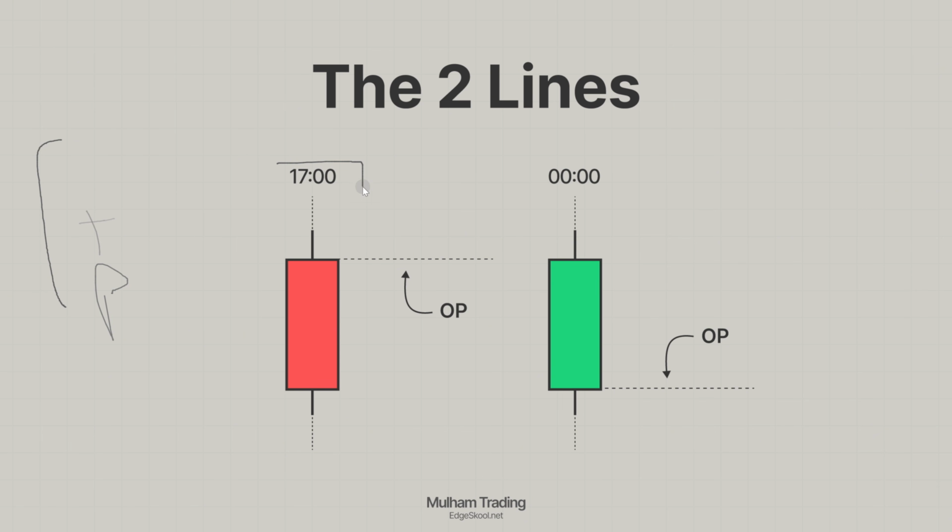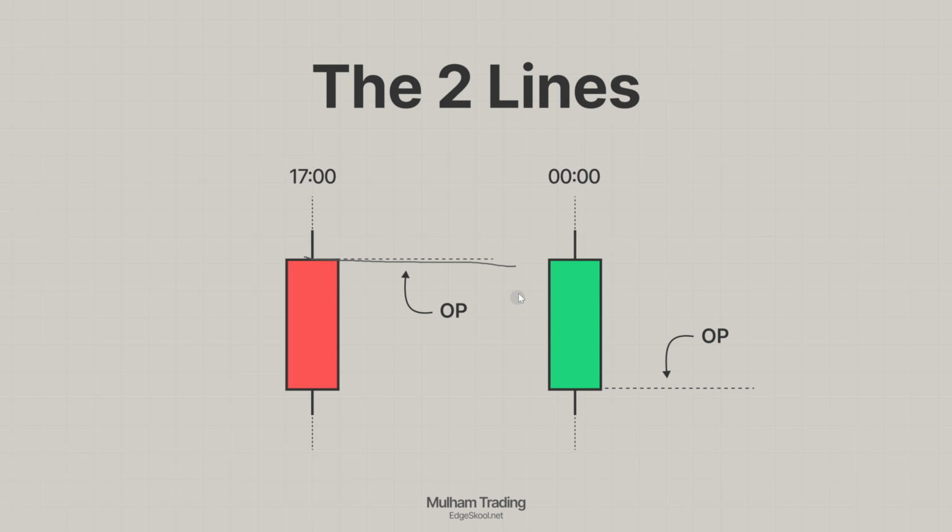So 17, that means this is the 17 candle. We're going to be looking at the opening price of this candle. Where does this candle open? Because it's a bearish one, that means it opened here and then it started going lower and it closed here. It closed lower, that's why it's a bearish candle. So we're going to be drawing the line here. This is our first line.